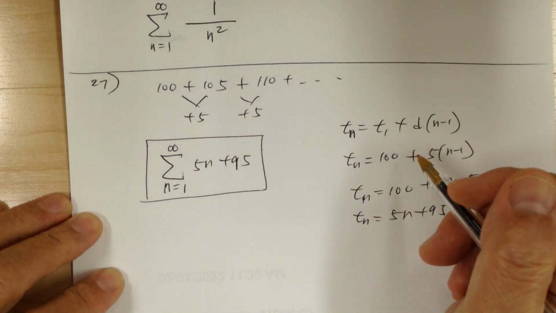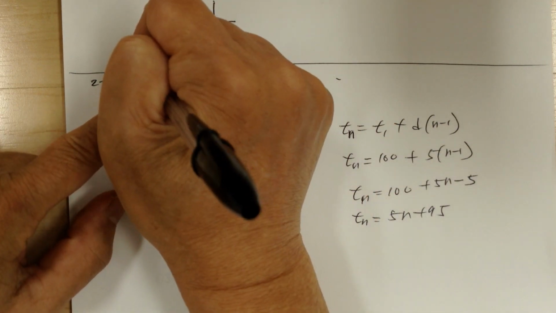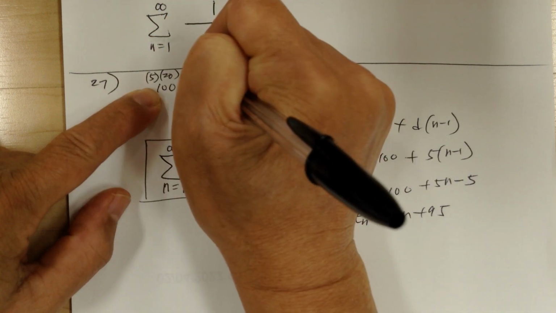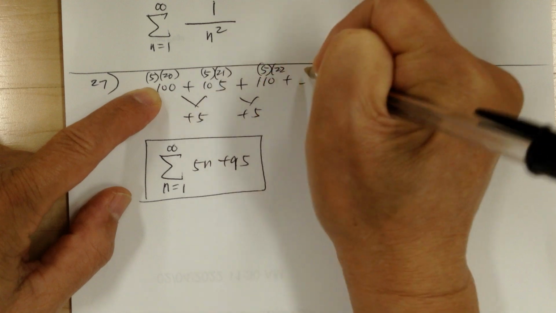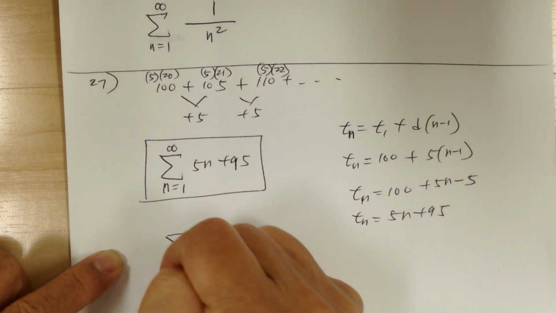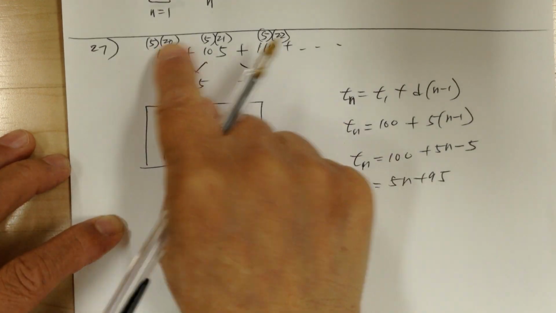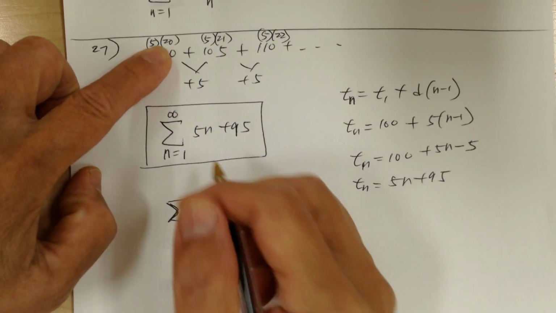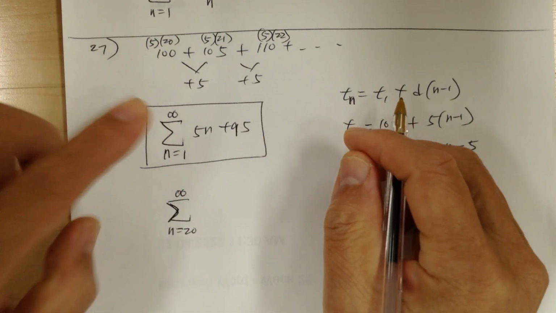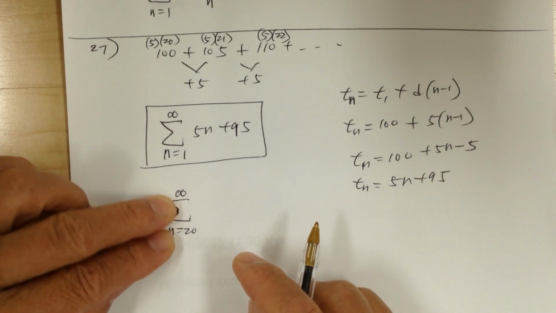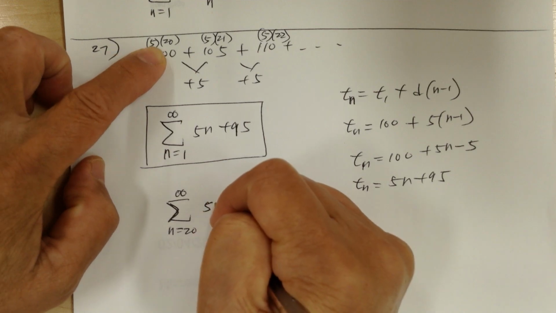Now if you want to get a book answer, notice that this is equal to 5 times 20, this is 5 times 21, 5 times 22. In this case, the part that stays the same you want to put in here, and the part that is changing you want over here. So you want n equal to 20 to infinity. The part that's changing is this part right here, and the part that stays the same is in here. The 5 stays the same, so it'd be 5 times n.